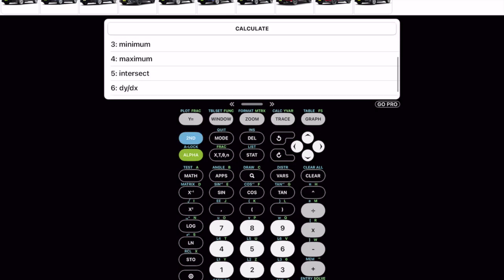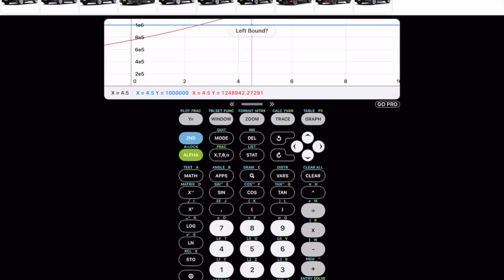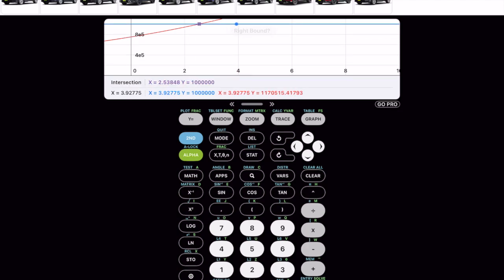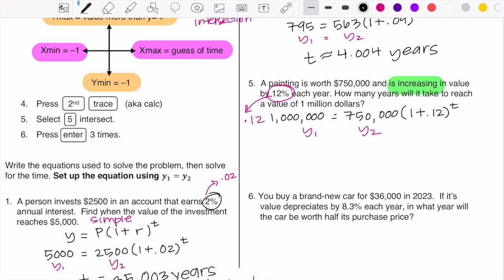Second trace, pull up option 5, and then you're going to do enter, enter, enter. And there we go. It's only going to take that investment, because it's increasing at a rate of 12%, to increase by 250,000, because it's going 750,000 to a million. It's only going to take 2.538 years.